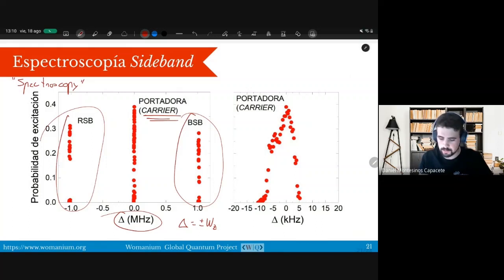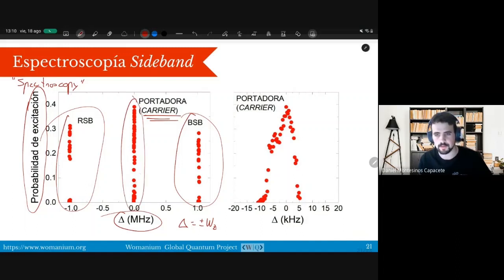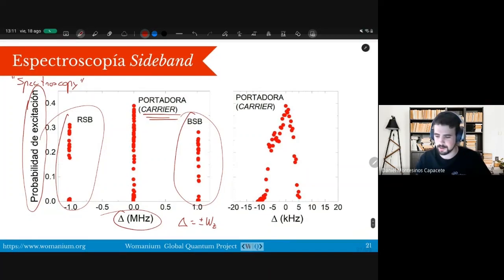So in here, what we are seeing is just the excitation probability. That means that when we have delta equals 0, we are properly exciting the electronic state, right? So when we have nothing, it means that we are using the laser, but nothing is happening to the outer electron, because it's not the proper frequency, right? So that's what we have here. This is an experimental result that we got a few months ago.